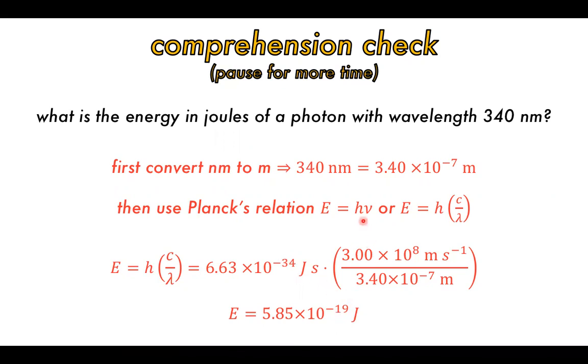h is just a constant, so that would be in a table of constants that we would be given. c is the speed of light, which is usually given to us in a table of constants, although its value is fairly simple, so it's often quite easy to remember. So that is how we would calculate the energy in joules of a photon with wavelength 340 nanometers.